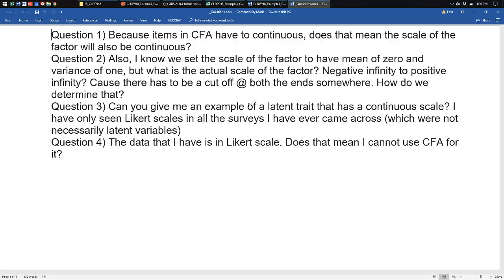The data that I have is a Likert scale. Does that mean I cannot use CFA? Great question. Depends on who you talk to. So there's a whole lot of literature looking at how many item responses is enough to pretend it's normal and continuous. It has to do with not only the distribution, but also the shape of the distribution.